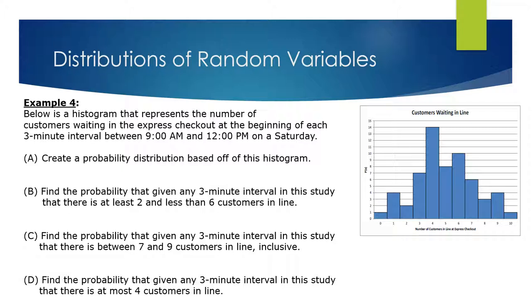So what you're asked to do here is create a probability distribution based off this histogram, and then find the probability that given any 3-minute interval in the study, there's at least 2 and less than 6 customers in line. The probability that of these 3-minute intervals, there's between 7 and 9 customers in line inclusive. And for D, the probability that given any 3-minute interval in the study, that there is at most 4 customers in line. So you're going to make a probability distribution.